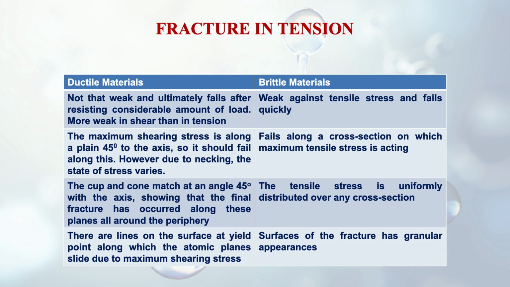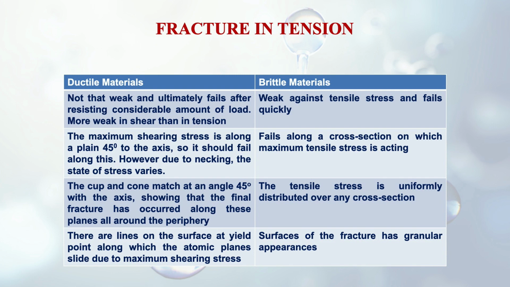The maximum shearing stress is along a plane 45 degrees to the axis, so it should fail along that. But due to the necking, the state of stress varies, so it may be possible that it does not fail along the 45 degree plane. And the brittle material fails along a cross section on which maximum tensile stress is acting. In case of ductile material, what is the shape after breaking?